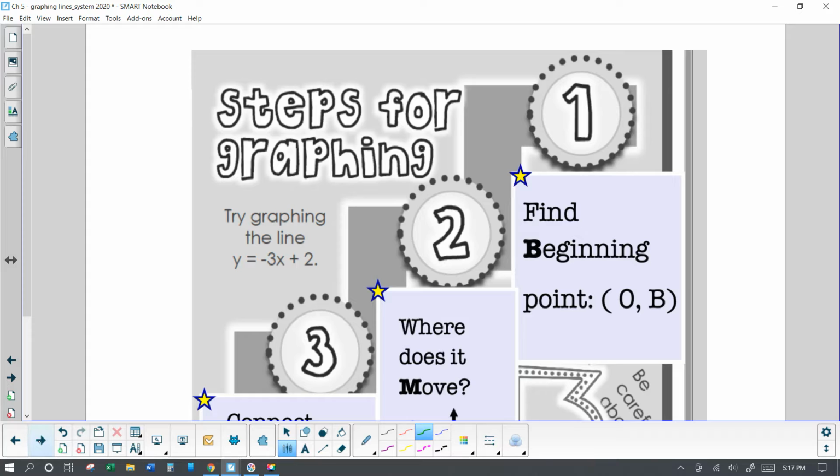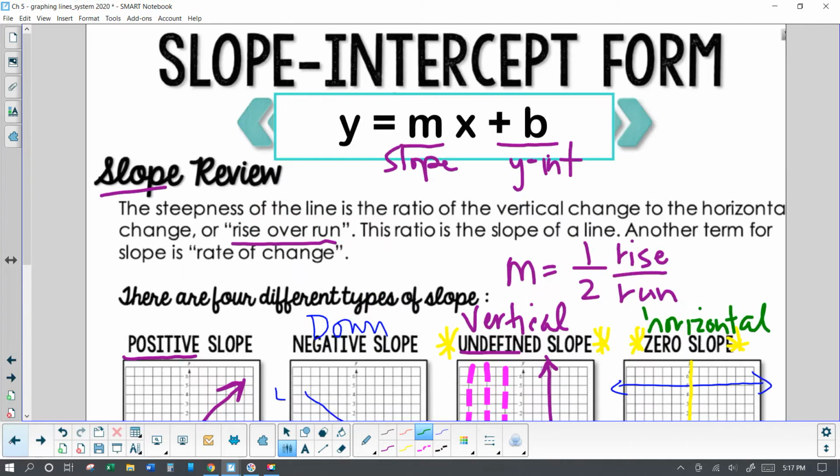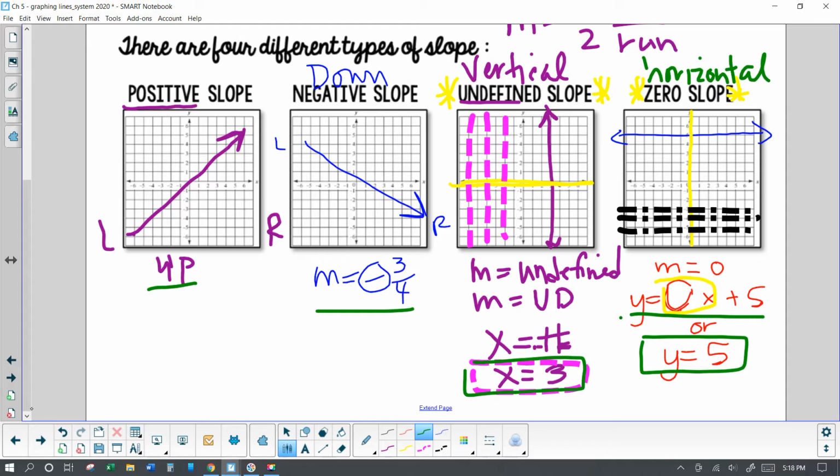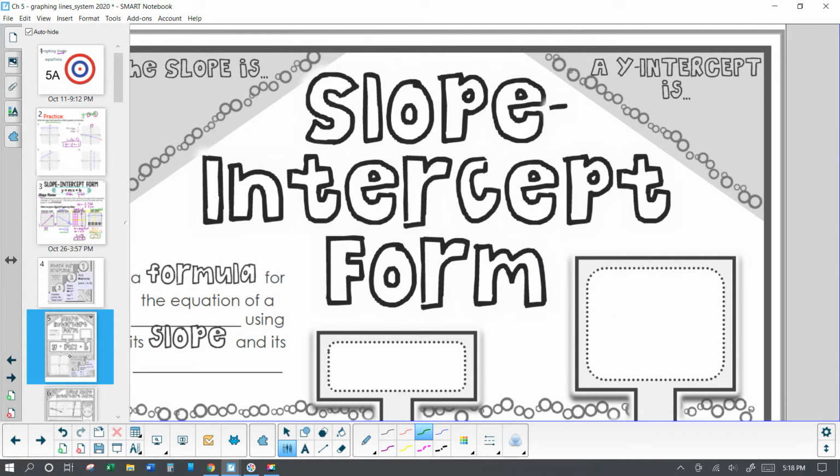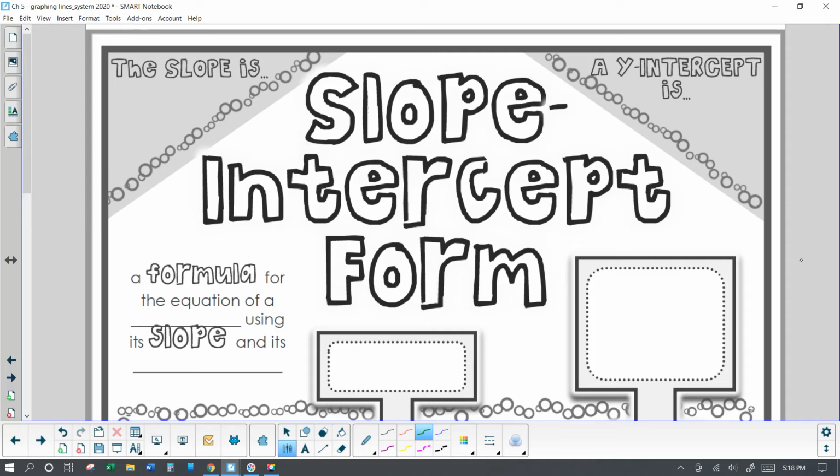Okay, so let's talk about our steps for graphing. Am I missing some notes here? Let me look here. I want to make sure, oh, I see. I want to move ahead to this next slide really quickly, because I want to fill in a little bit of our notes first before we go into the steps for graphing an equation.